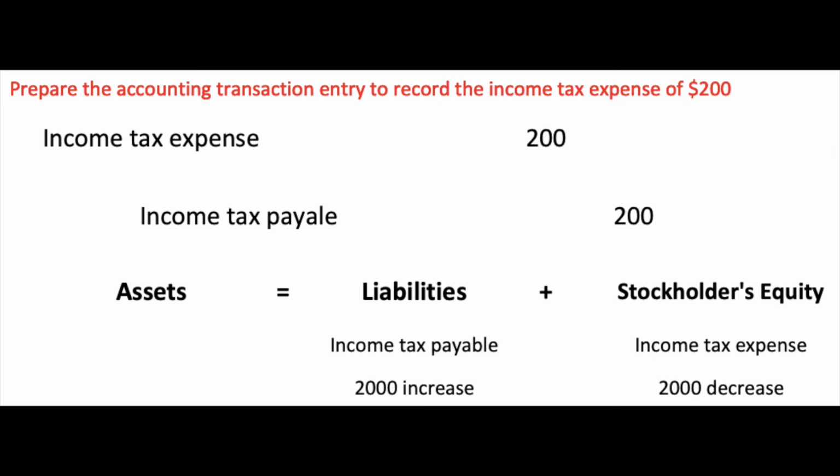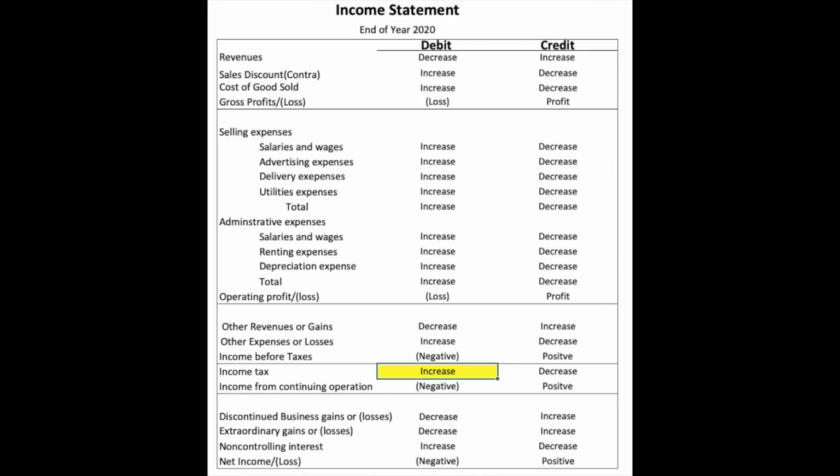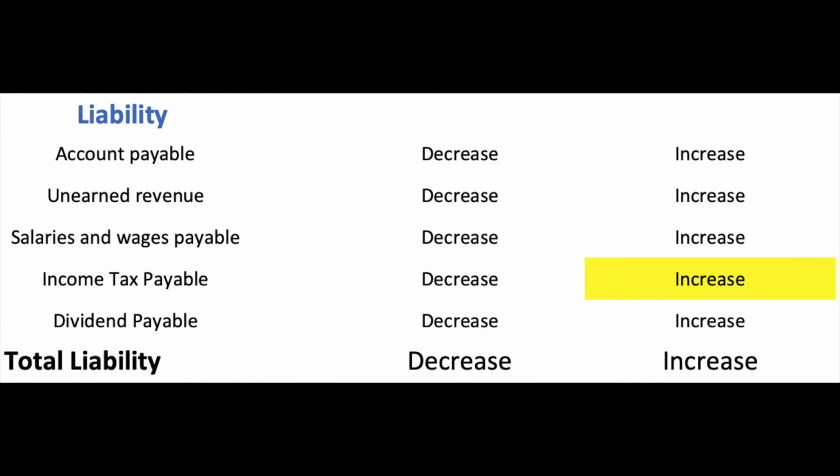Prepare the accounting transaction entry to record the income tax expense of $200. The accounting journal entry would be a debit to income tax expense for $200, with a corresponding credit to income tax payable for $200. Liabilities increase by $200, and stockholders' equity is decreased by the $200. In this transaction, income tax expense is increased in the income statement, and income tax payable is increased in the balance sheet.